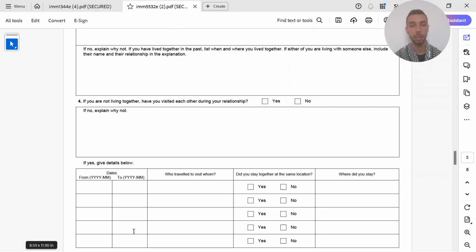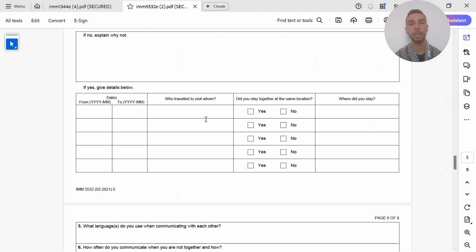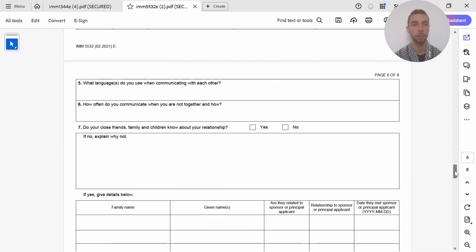And if yes, you have to give all the details. Usually, it's the Canadian citizen who travels to their spouse's location, because the spouse doesn't have a visa, so they can't come to Canada. This was the case for our applicant. I just stayed with the host family in Morocco.